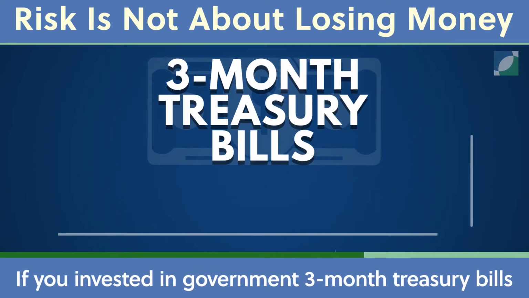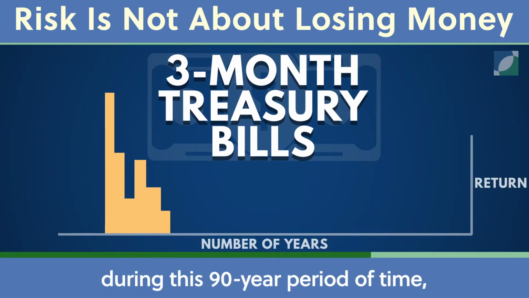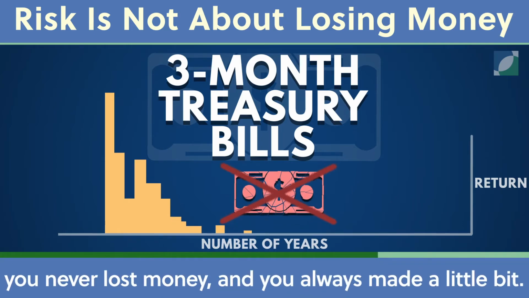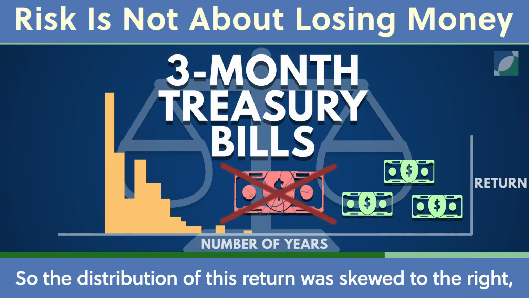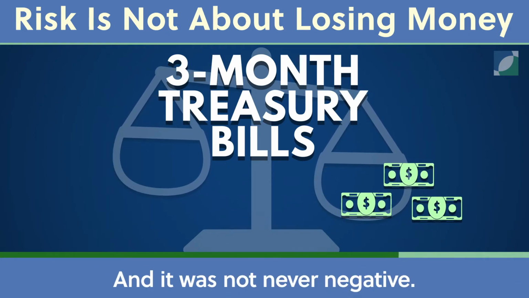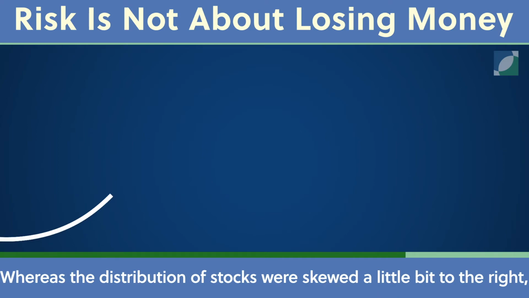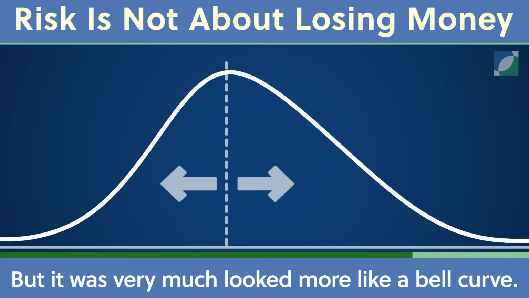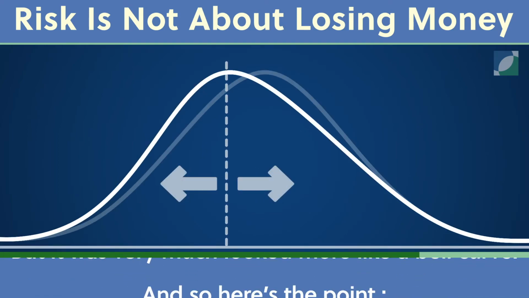If you invested in government 3-month treasury bills during this 90-year period of time, you never lost money and you always made a little bit. So the distribution of this return was skewed to the right and it was never negative. Whereas the distribution of stocks was skewed a little to the right, but it very much looked more like a bell curve. And so here's the point.